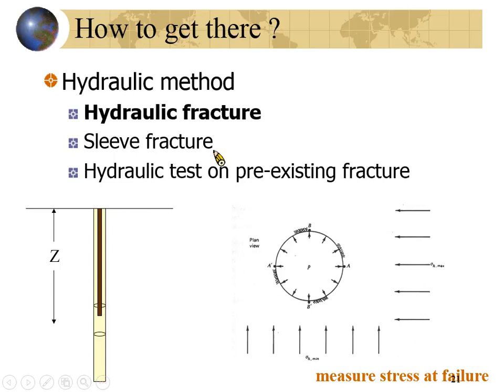If you can find 6 fractures with different orientations, then you can determine the normal stress acting on the fractures with different orientations. Why 6 fractures? Because for the in situ stress, you have 6 independent components.